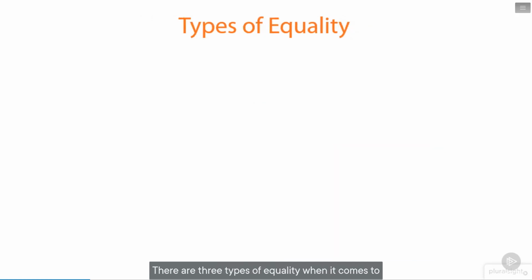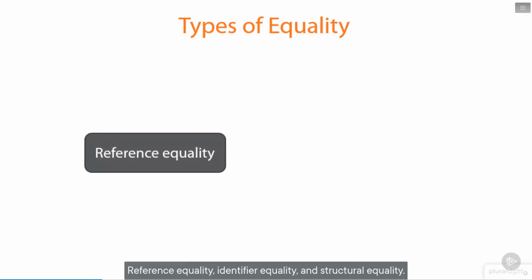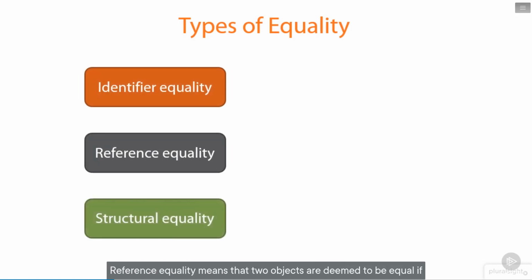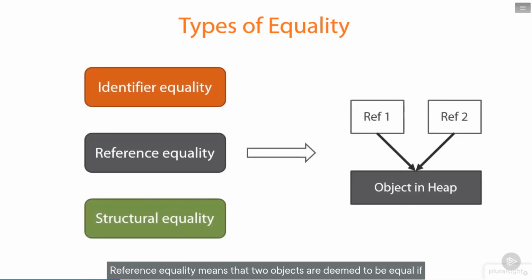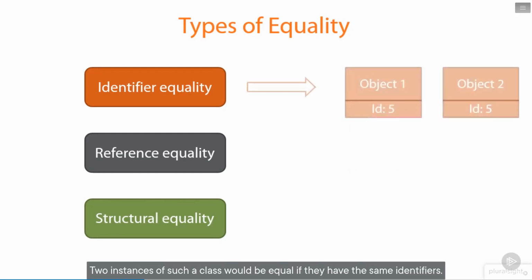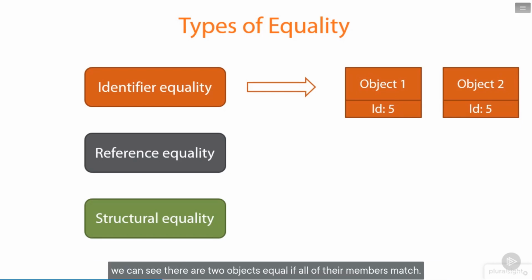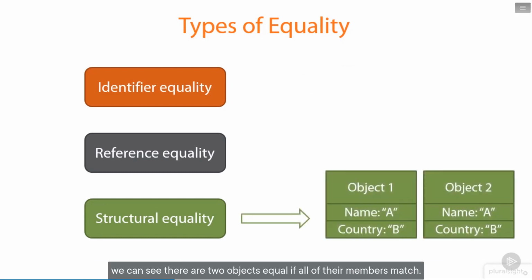There are three types of equality when it comes to comparing objects with each other: reference equality, identifier equality, and structural equality. Reference equality means that two objects are deemed to be equal if they reference the same address in the memory. Identifier equality implies a class has an ID field. Two instances of such a class would be equal if they have the same identifiers. And finally, with structural equality, we consider two objects equal if all of their members match.